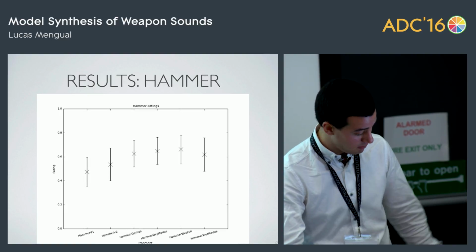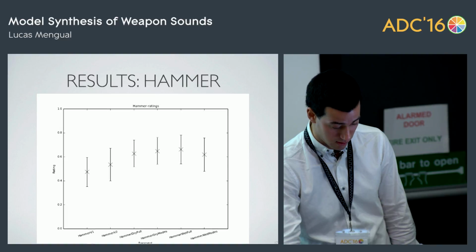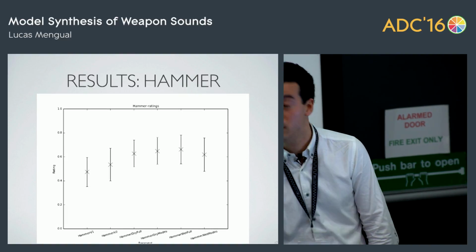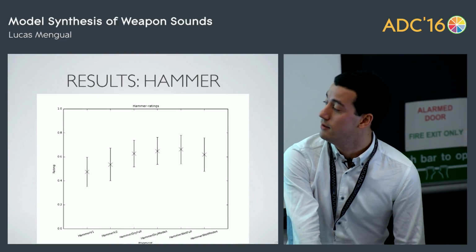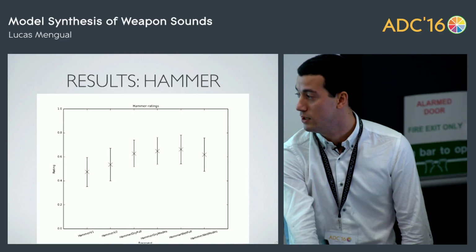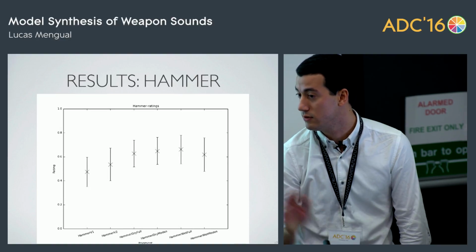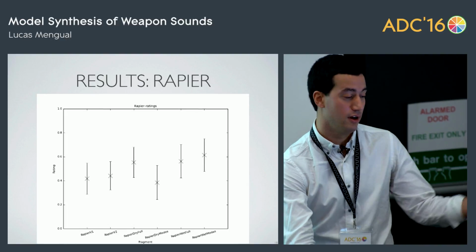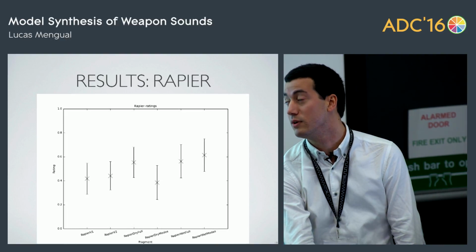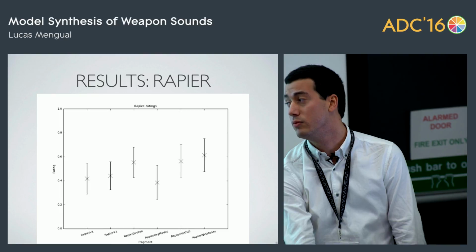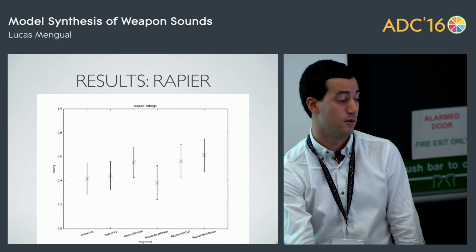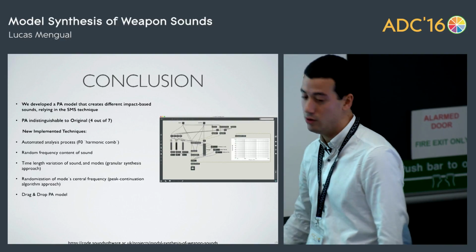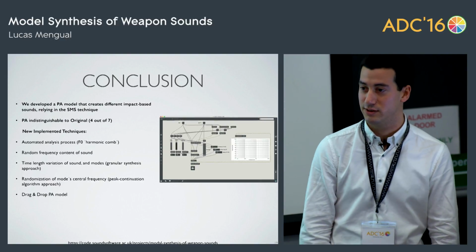The hammer, the same. The original sample was actually not as preferred as the procedural bass ones. And again, you see the different versions there. The rapier, again, the original had a very low desirability compared to the PA version. And that's all the different plots that I did.